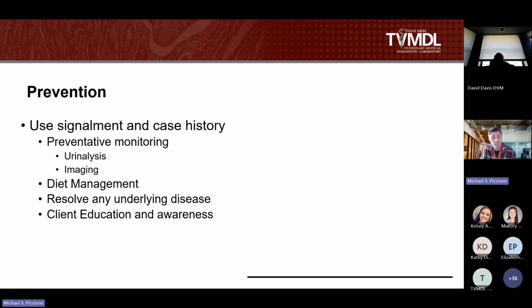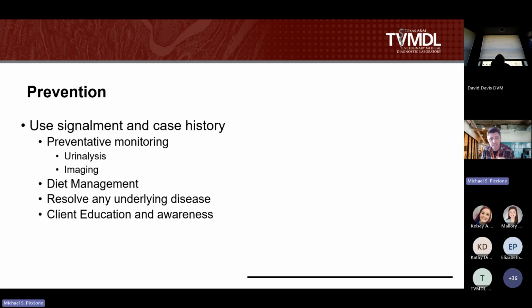Needless to say, if you have a patient that has had a history of uroliths and they have been successfully treated, please make sure that your owners are aware that treatment does not mean that they will then be prevented for the rest of their life. They can still get these uroliths yet again. So preventative monitoring measures like urinalyses, even imaging, can be super crucial into preventing more headache down the road.